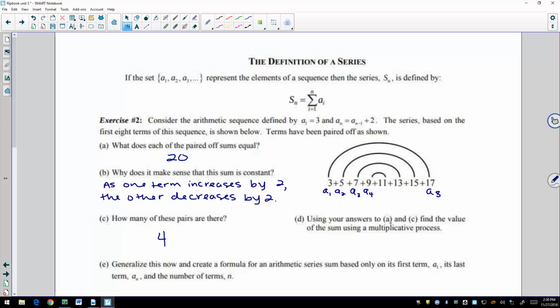Using your answers to A and C, find the value of the sum. So what would all of these add up to, but using a multiplicative process, so using multiplication? Well, there are 4 pairs, and each pair sums to 20, so 4 times 20 is 80. And if you add all these numbers up in your head or on your calculator, you should get 80 as well.